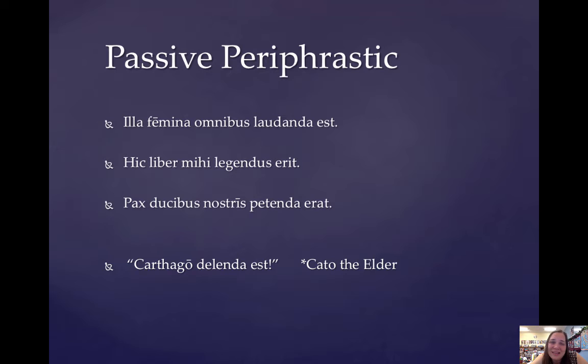So he would incorporate this passive periphrastic Carthago delenda est into his speeches and encourage other Romans to say the same, to drum up support for the total annihilation of Carthage, which, by the way, will happen at the end of the Third Punic War, if you remember correctly. The Romans razed the city and sowed salt into the earth. So there you go. All right.